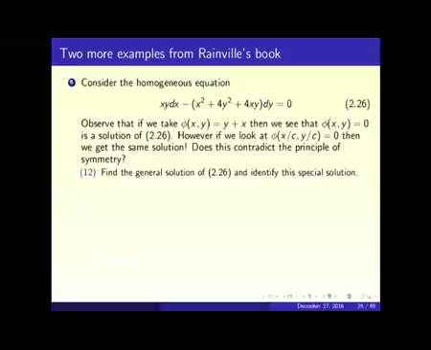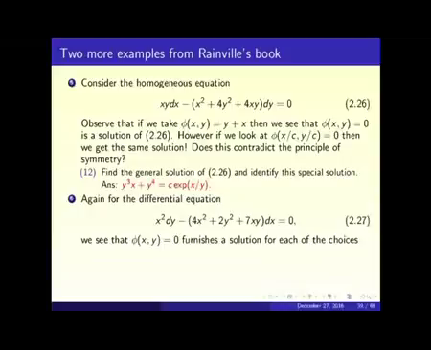Well, 2.26 is a homogeneous equation. Make the y equal to vx substitution. Get the general solution. The general solution is displayed in red in this slide. In this solution, if you put c equal to 0, what do you get? You get y cubed into (x plus y) equal to 0. So that's why you see x plus y is a special solution. And now you understand why it is really special.